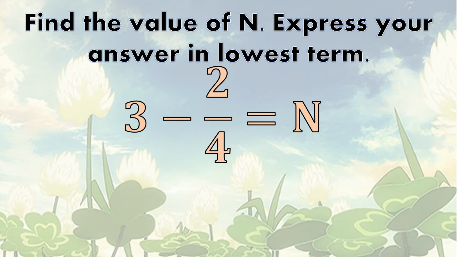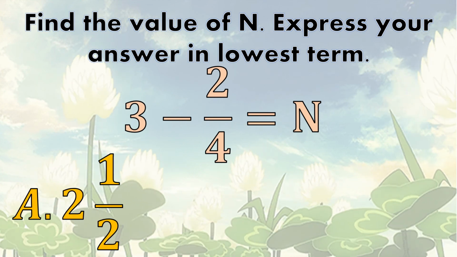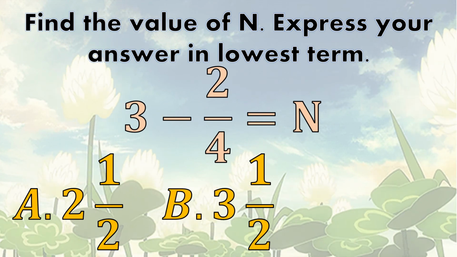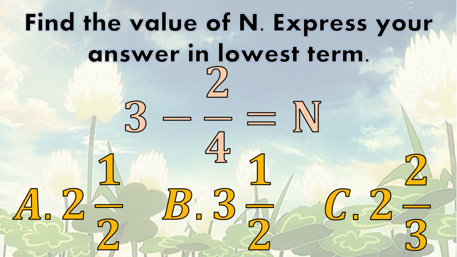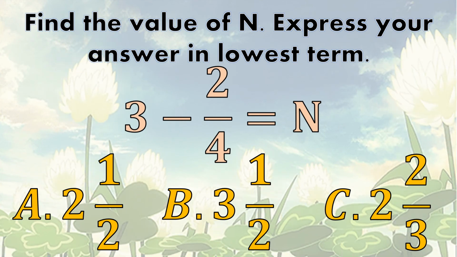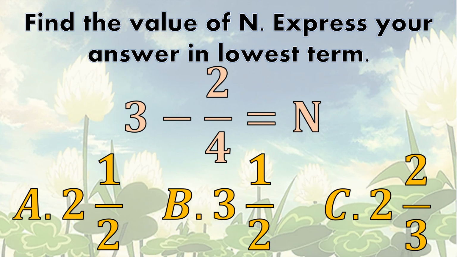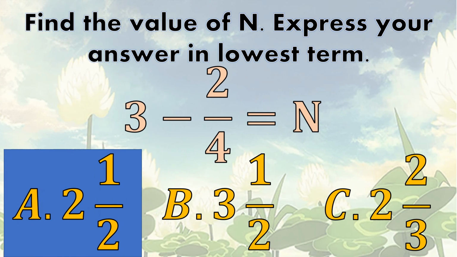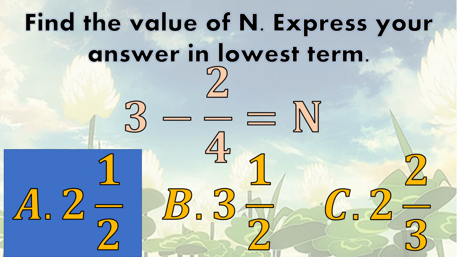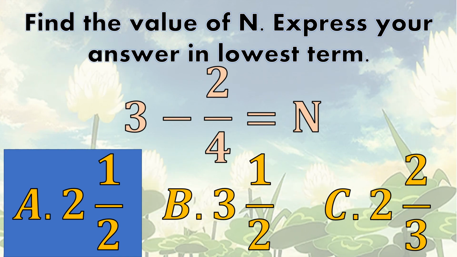Next, 3 and 2/4 is equal to n. Is it A, 2 and 1/2, B, 3 and 1/2, C, 2 and 2/3? Now, the correct answer is letter A. Fantastic. 2 and 1/2. Because the simplest form of 2/4 is 1/2.